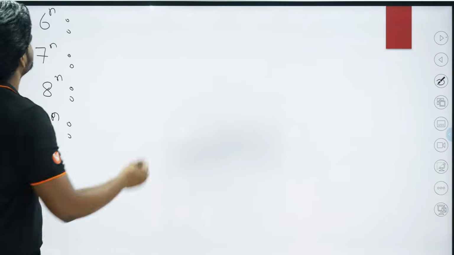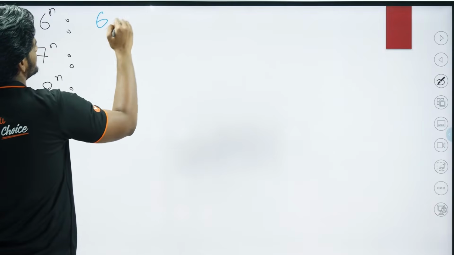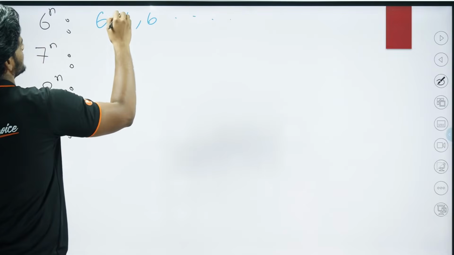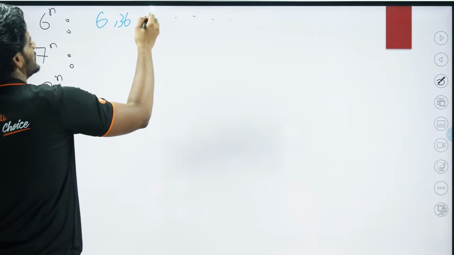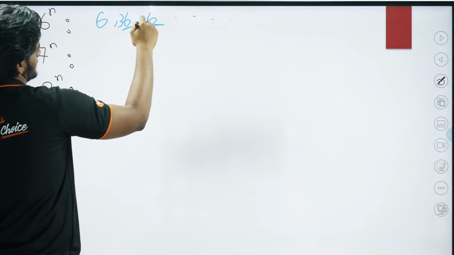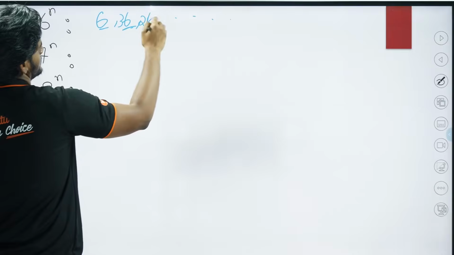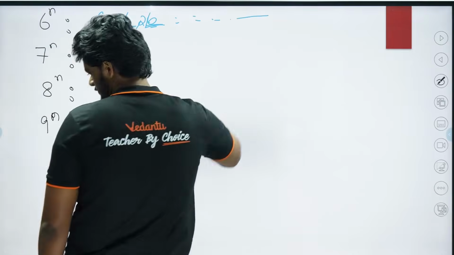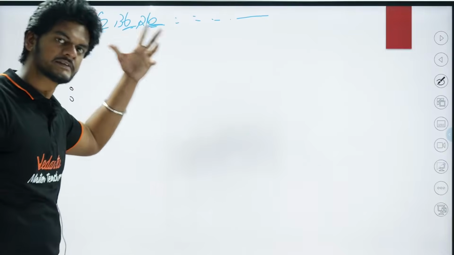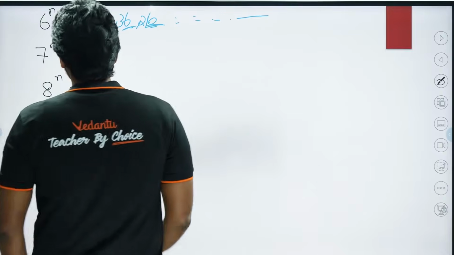For 6 it is also easy. It's going to be 6, 6, 6, 6, 6. So 6, 36. Whatever the next number is, 6, 216, right? 6, 36, 216. So it's going to repeat. 6 will be the last digit whenever the power of 6 is taken.